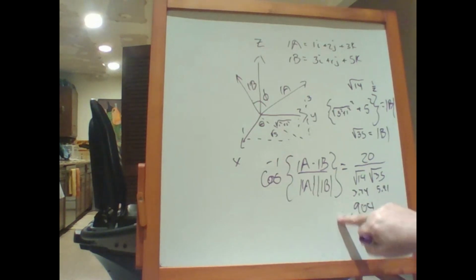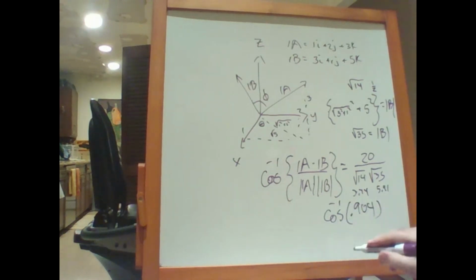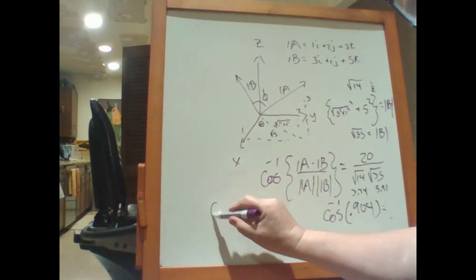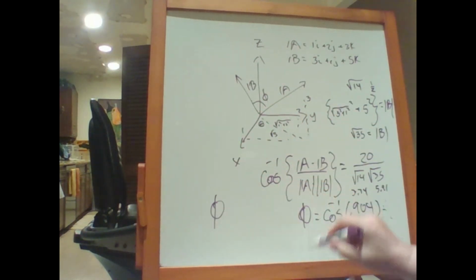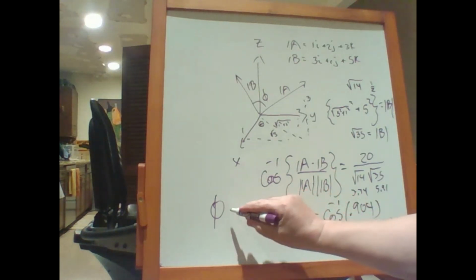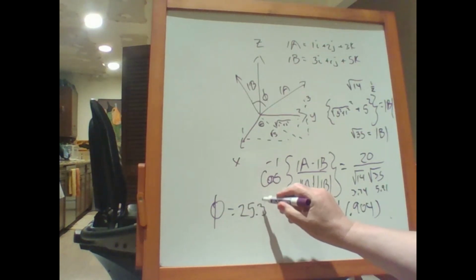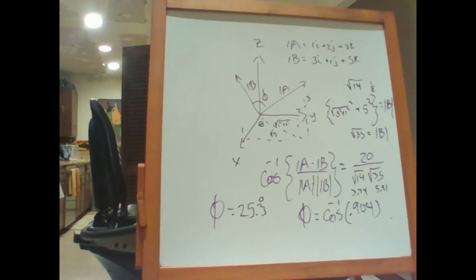So inverse cos of 0.904 equals, and let's take the inverse, that's 25. Let's write this over here. This phi equals that, and phi equals 25.3 degrees. So the angle between A and B is 25.3 degrees.